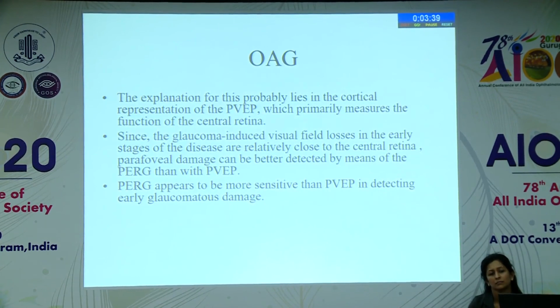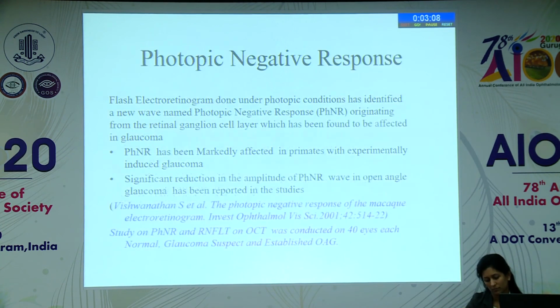So in open angle glaucoma, the explanation for this probably lies in the cortical representation of pattern VEP, which primarily measures the function of the central retina. Since the glaucoma induced visual field losses in the early stages of the disease are relatively close to the central retina, the parafoveal damage can be better detected by means of the pattern ERG than pattern VEP. So pattern ERG appears to be more sensitive than pattern VEP in detecting early glaucomatous damage.